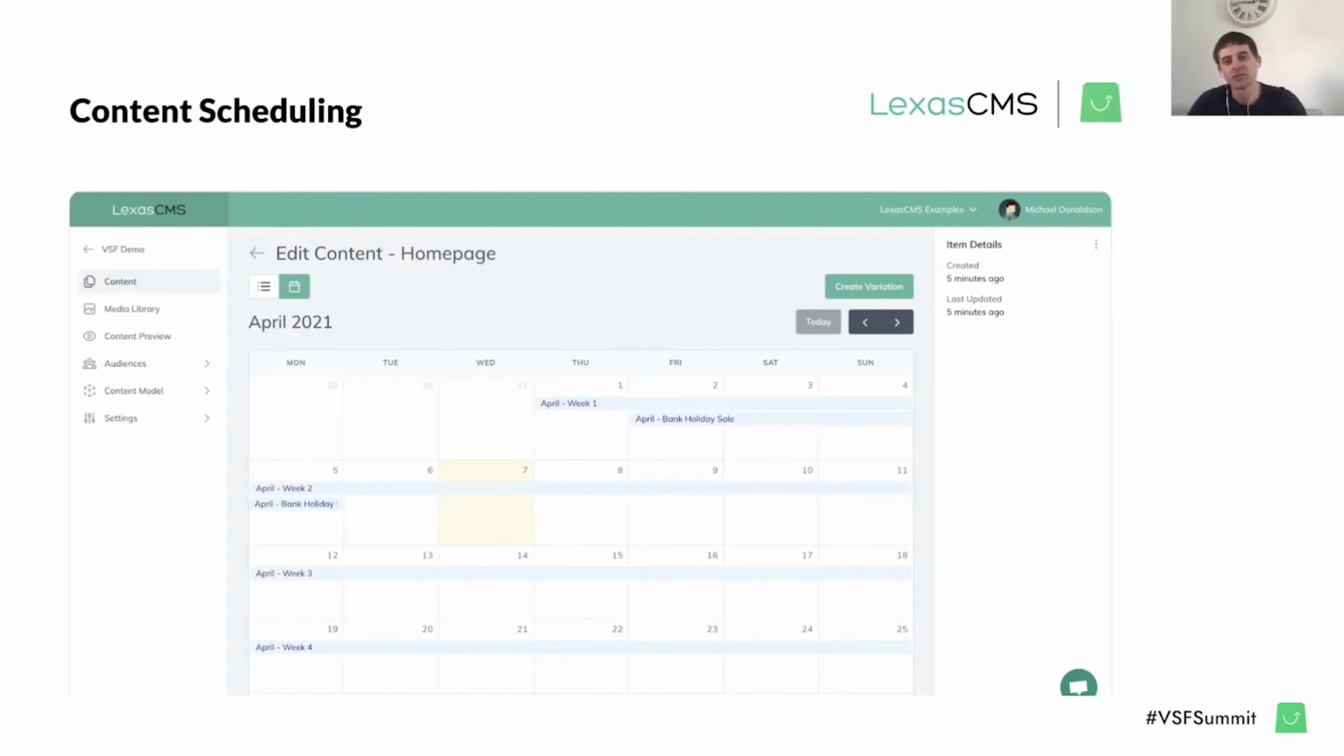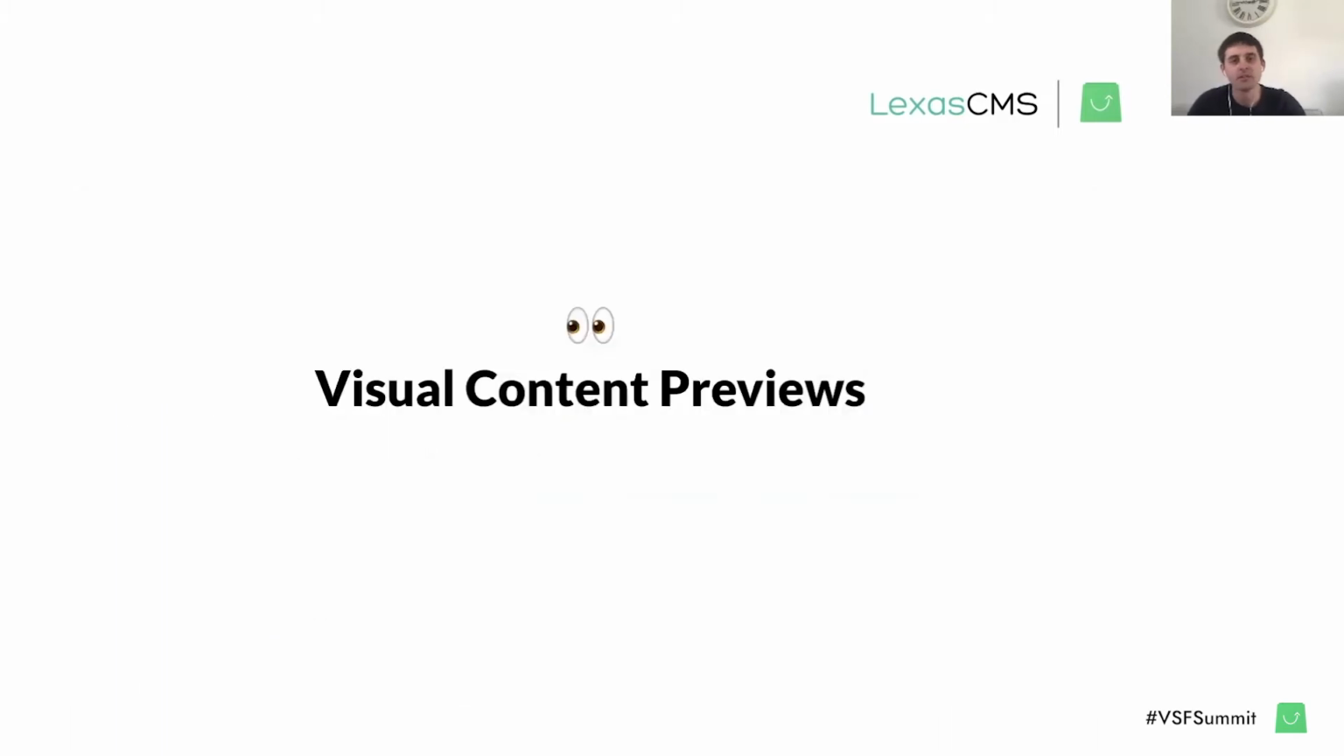Now, with scheduling and personalization both in mind, I'd like to move on to visual previews. So with visual previews, being able to actually physically see how your content looks in place is obviously something which is incredibly important for content editors to be able to do. And I think that this becomes even more true when you introduce the possibility that that content could be either personalized for each customer, or it could also be changing based on the current date or time.